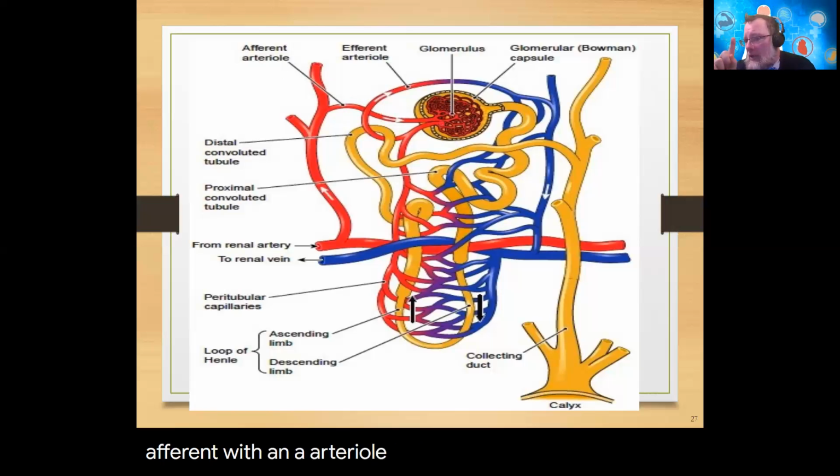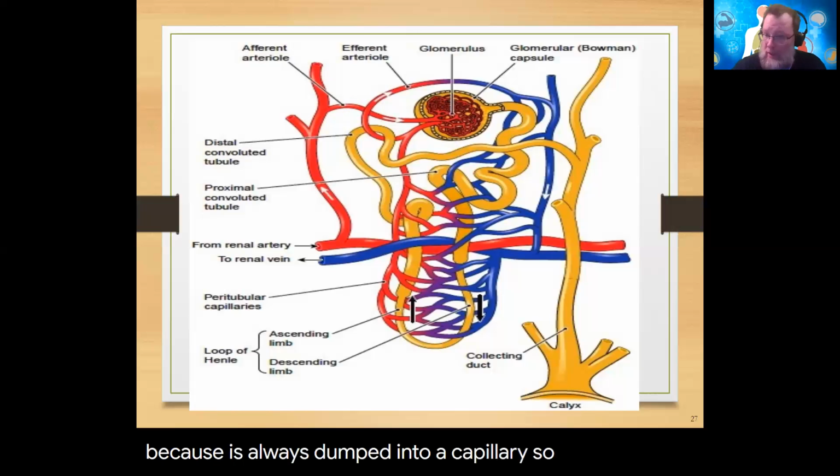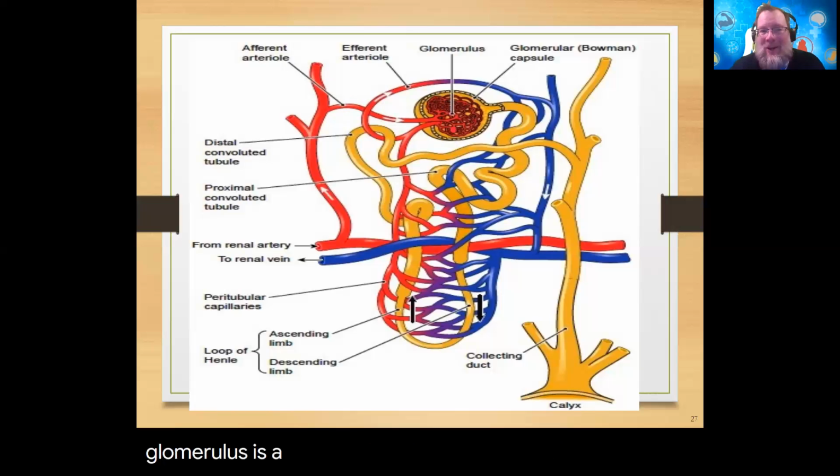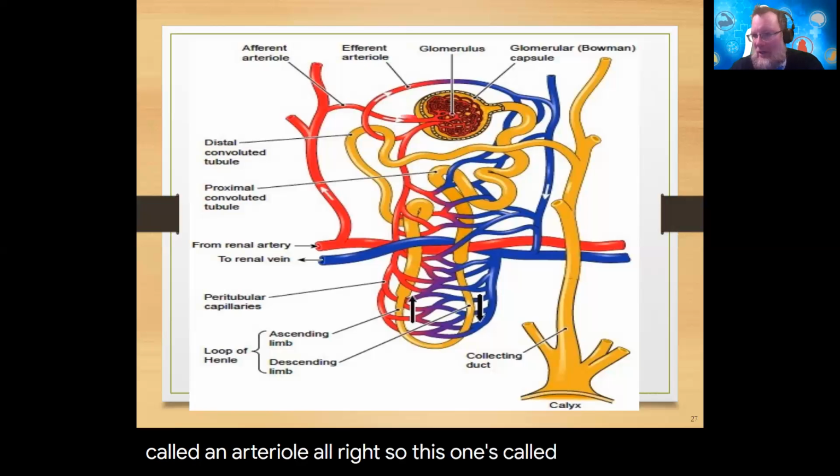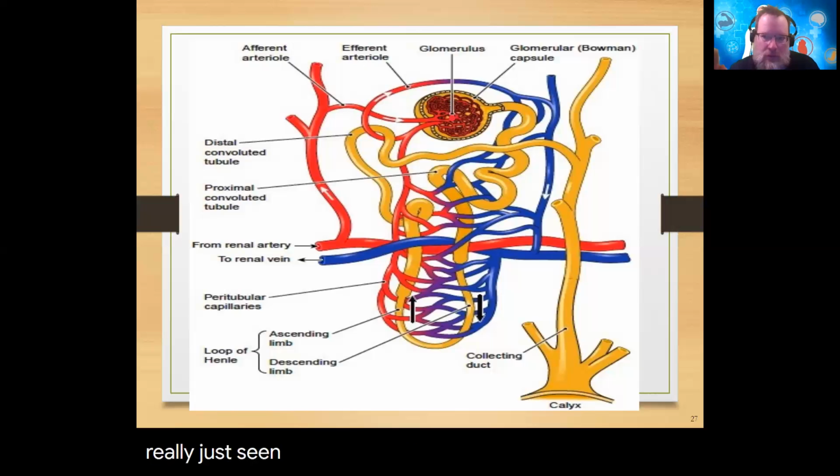And we know it's an arteriole, right? Because arterioles always dump into a capillary. So if we know the glomerulus is a capillary bed, we know that what is bringing the blood into that capillary bed is going to be called an arteriole. All right, so this one's called an afferent arteriole. That's different. Up to this point, we've really just seen arteriole goes in, dumps blood, venule goes out away from the capillary bed.